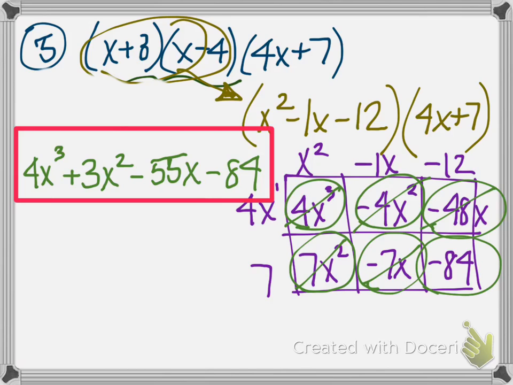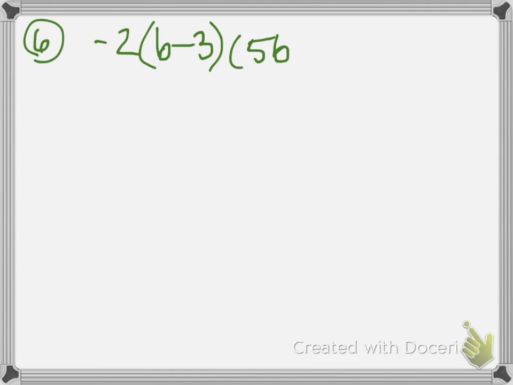Okay, number 6, and then on to the other side. So number 6 says negative 2 times b minus 3 times 5b plus 1. So we start with this one just like we did in our class practice, and we distribute the number here, negative 2, just to the first set of parentheses. So this is negative 2b plus 6.